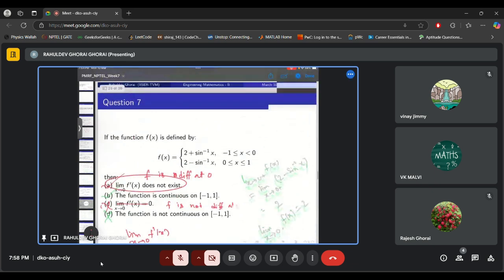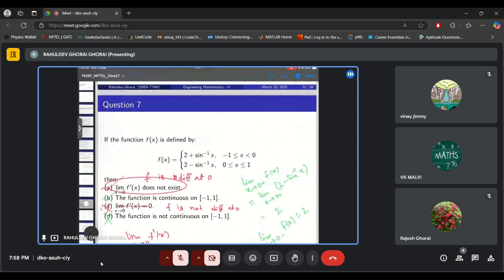First of all, f prime x does not exist even at 0, right? So how do you talk about the limit of f prime x? Maybe you can talk about the limit of f prime x if at 0 it is not defined, but it is defined in the open intervals minus 1 to 0 and 0 to 1. If it is defined there, then it is okay. So there also it will be okay.